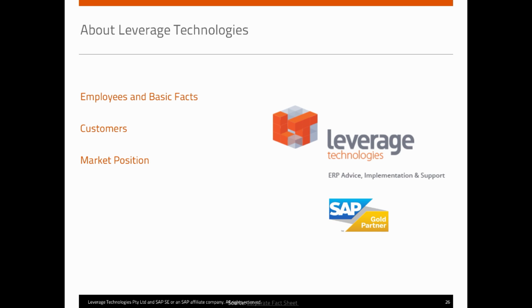Now, one of the things that people often like to ask, and I'm just going to finish off with this, because right now you're potentially watching this presentation and going, okay, well, what does all this mean if I make a decision to go and work with Leverage Technologies? Well, who is this organization? So Leverage Technologies was started in 2004. We now have 30 plus employees located in Sydney, Melbourne and Brisbane. We have hundreds of customers in more than 8 countries around the world. And we are one of the leading SAP Business One partners in Australia.